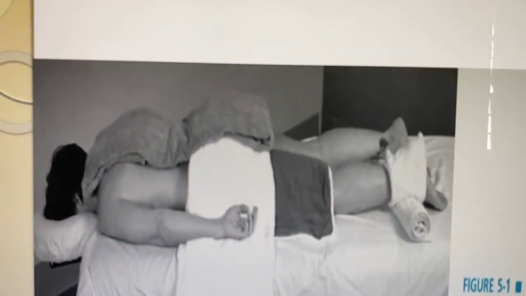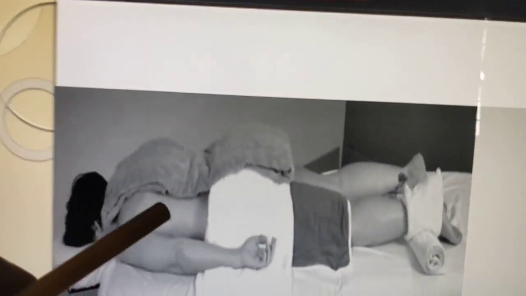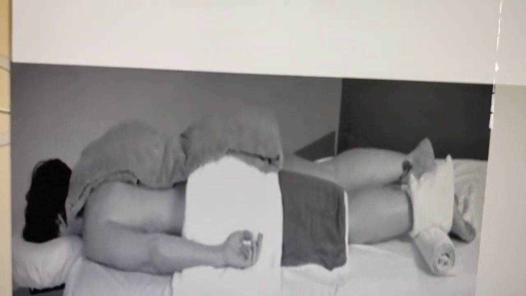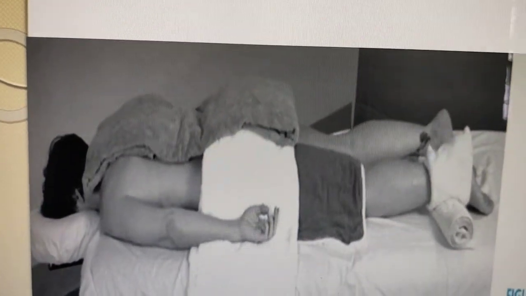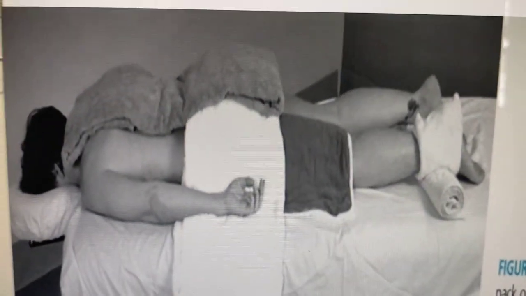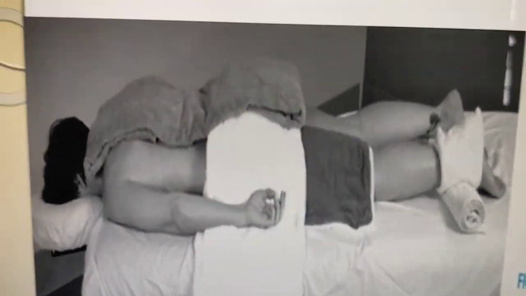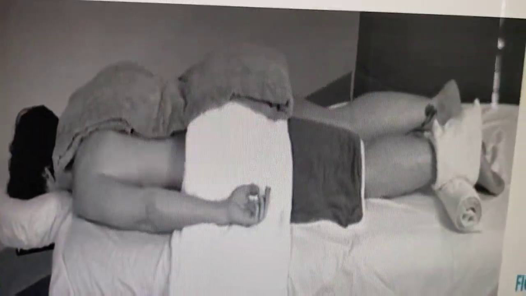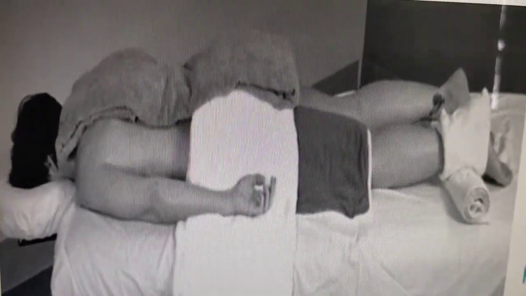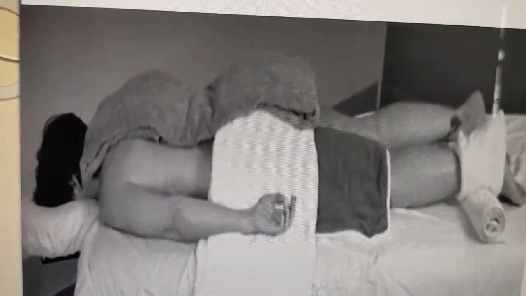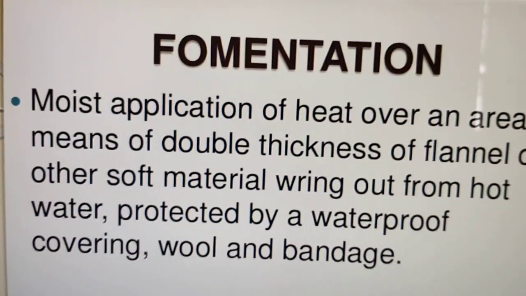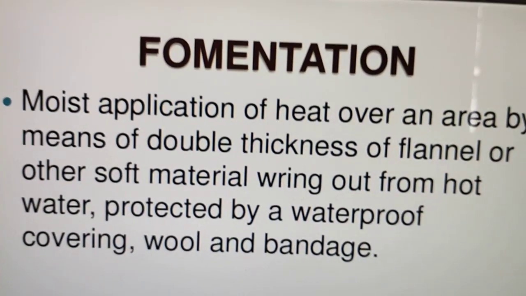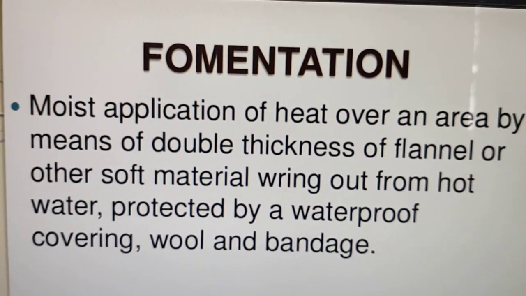See, this is a towel or some blanket moistened with hot water. Then we squeeze it off and keep it here, the same thing we do for the forehead, no? This type we call fomentation. It's not fermentation, keep it in mind. Fomentation.